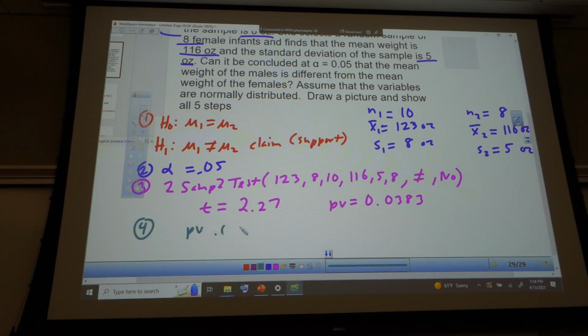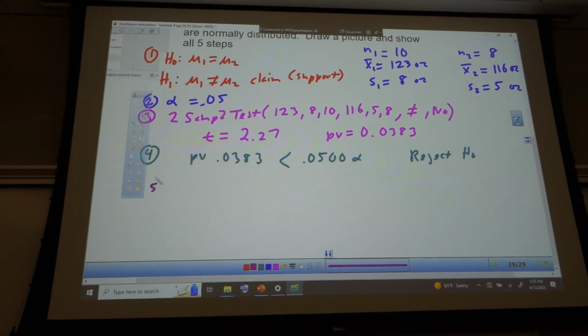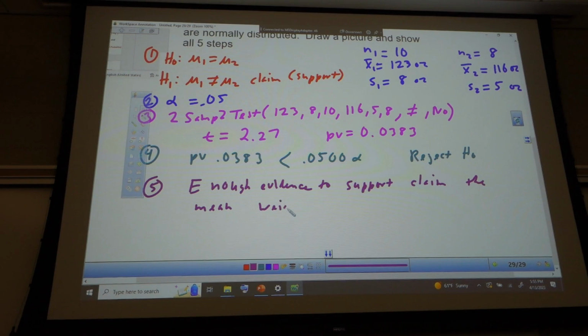So then in step 4, my p-value is 0.0383, my alpha is 0.0500, 500 is definitely bigger than 383, so I'm going to reject H naught. Which means that I reject H naught, I have enough evidence to support H1, which is my claim: the mean weight of male and female newborns differs.